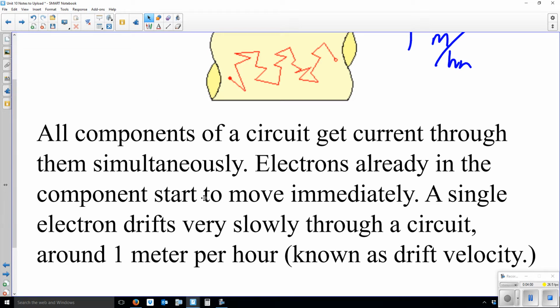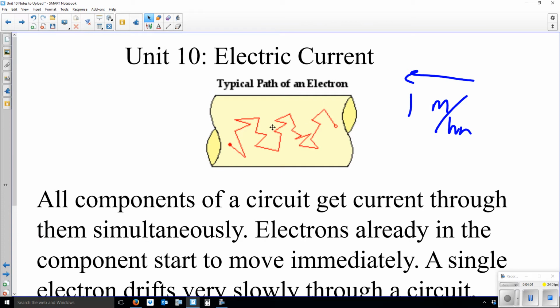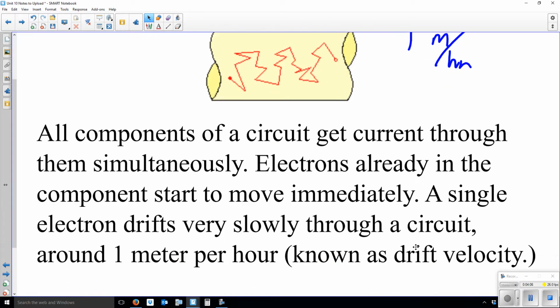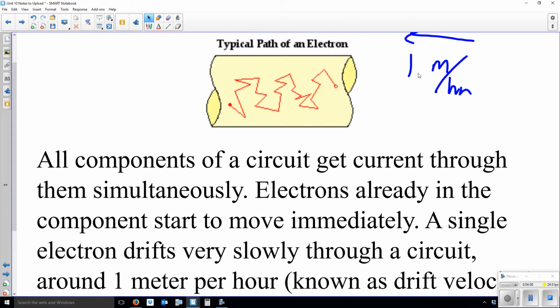It moves all at the same time, and actually it moves very slowly. If you actually look at one electron, you get what's called a drift velocity or drift speed of about a meter per hour. They don't move that fast.